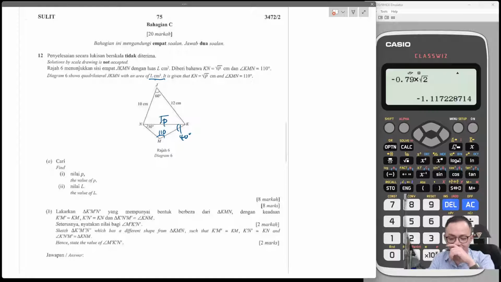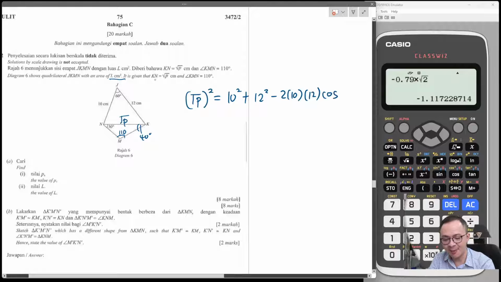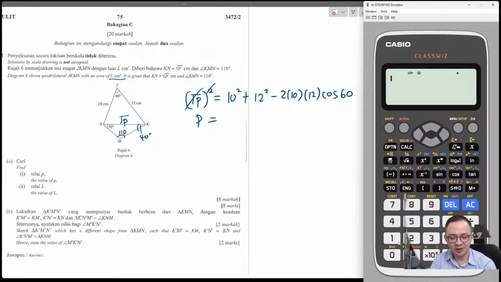Yeah, we can use the cosine rule. So square root P squared equals a squared plus b squared. Sorry, why I write a b? I mean 12 squared minus 2 times 10 times 12 times cos 60, right? Just like that. Square and square root cancel. I got a P here. Then this one just type in the calculator. 10 squared plus 12 squared minus 2 times 10 times 12 times, oh my god, calculator, change back to the degree, cos 60.